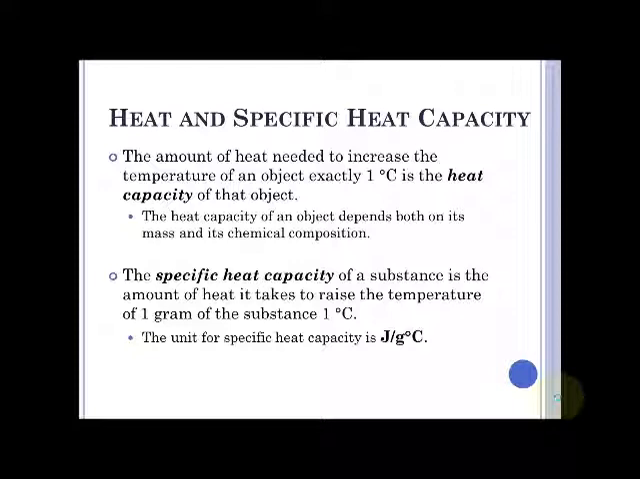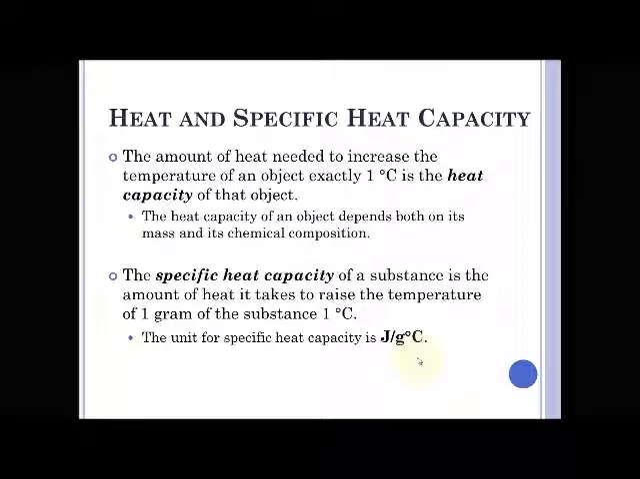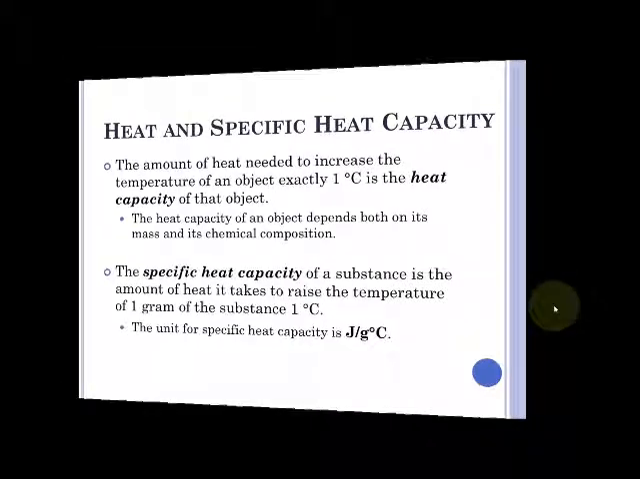So the definition of a specific heat capacity is the amount of heat that it takes to raise 1 gram of a substance 1 degree Celsius. So the unit for specific heat capacity is joules per gram degree Celsius, as you see right there. Or another way to write it, joules over grams degrees Celsius. And that's going to be important in our calculations for the day.